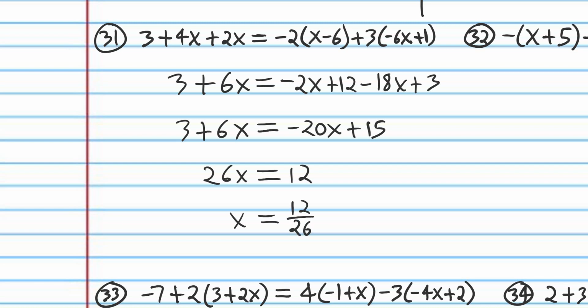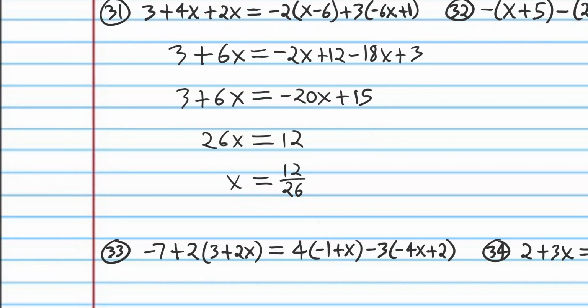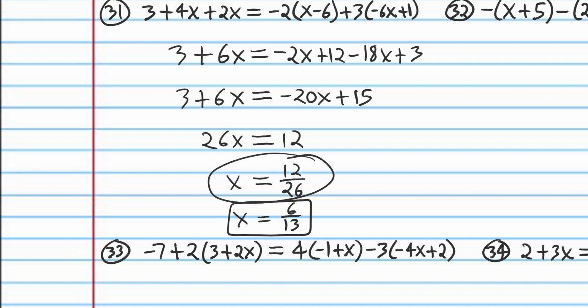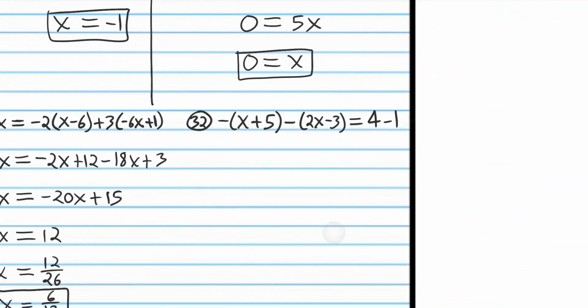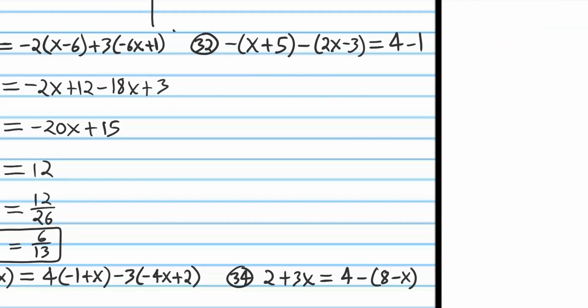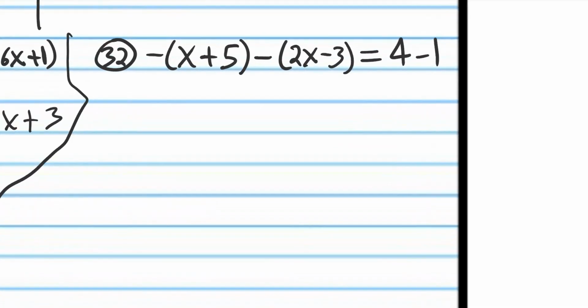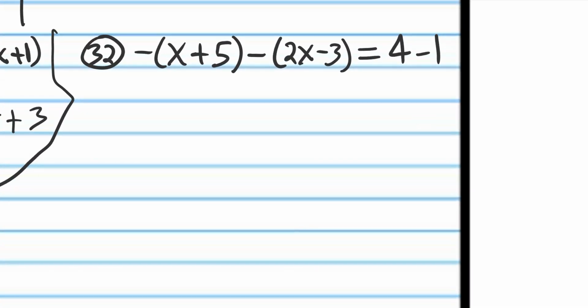The only problem with that is that we can reduce it. So divide both sides by 2, and you get 6 over 13. So if you got 6 over 13, good job. If you got 12 over 26, that's a good job also. You just have to keep going. One more step. Reduce that fraction. All right. We'll put a divider line here. Go ahead and try 32, and when you come back, we'll do it together. All right, we're back.